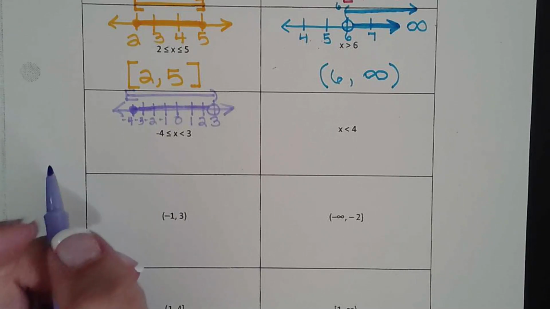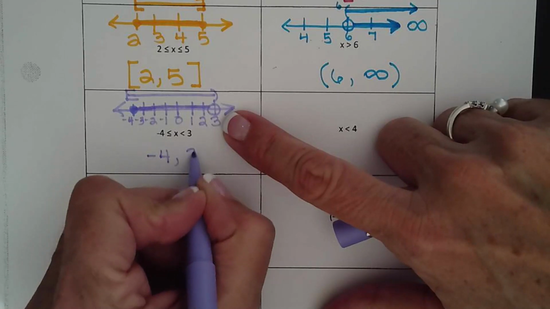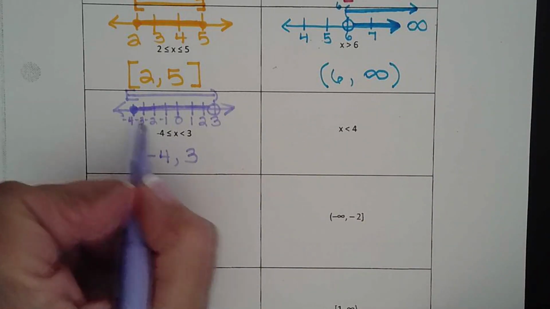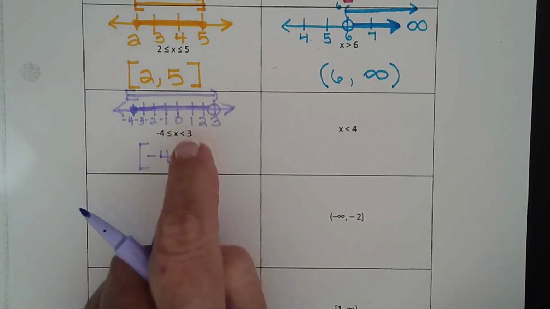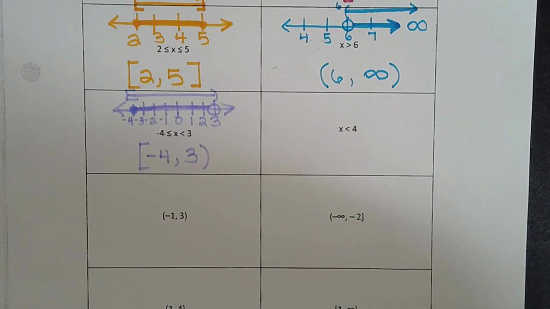So then we have one endpoint's -4, the other endpoint's 3. -4 has an equal sign, so bracket. 3 has no equal sign, parenthesis. Nice, right?